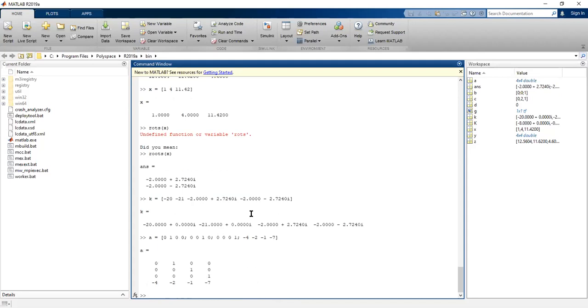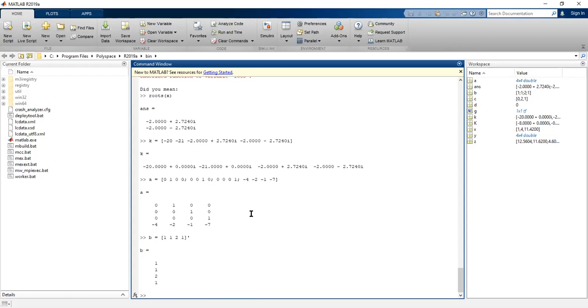All right, our B is 1, 1, 2, 1. Put on the transpose. And our C was 0, 1, 2, 3.